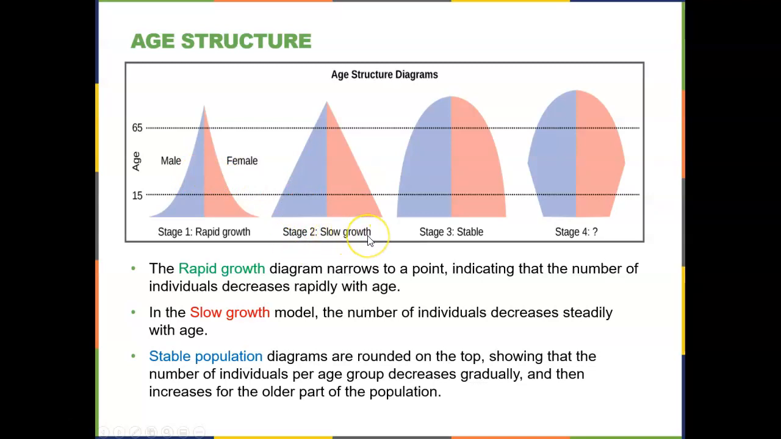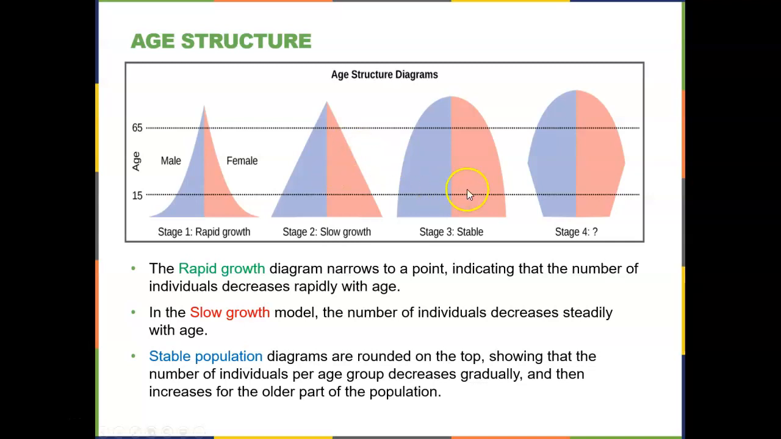We move to stage 2. This is a slow growth diagram. Here we see that the edges of the triangle are more straightened instead of curved. We still have a lot of individuals in the lower age brackets, but we're not losing them quite so quickly as in stage 1. We're certainly not losing as many in the middle ages, and we have many more individuals reaching the older ages. So this would be an example of an age structure in a developed country like the United States.